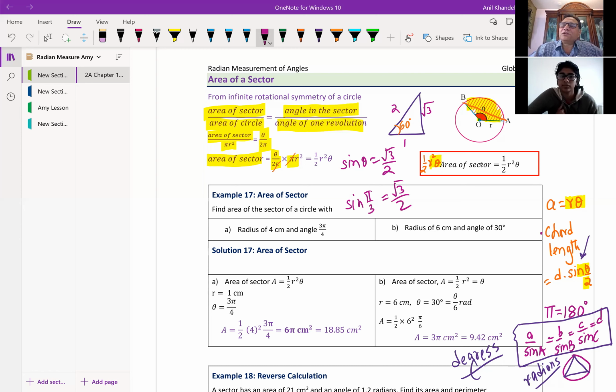So it is again similar to arc length, because arc length was also a ratio of the circumference. So we got that formula from there. Now, based on this, we could have very complicated questions. So we'll begin with simple ones.